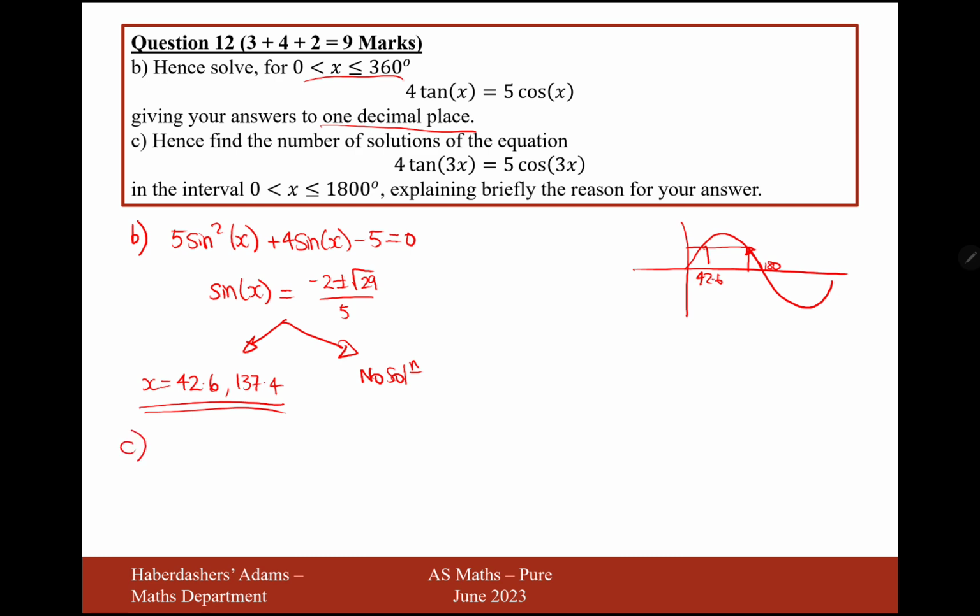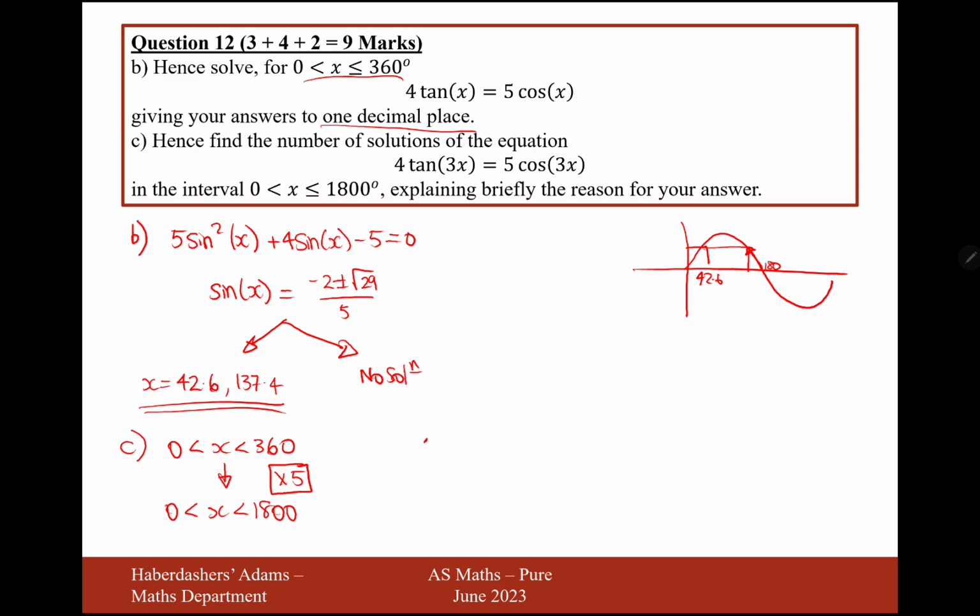Okay, let's now move on to part C. Hence, find the number of solutions to the equation 4 tan 3x equals 5 cos 3x in the interval between 0 and 1800. Briefly explain your answer. Okay, so when we go from 0 to 360 to 0 to 1800, I'm going to ignore the 3x on here for the moment. This is going to multiply the width of our solutions by 5. So the number of solutions is going to multiply by 5.